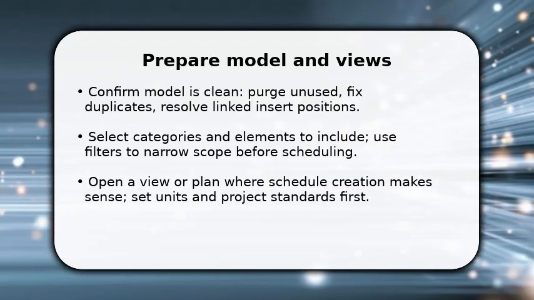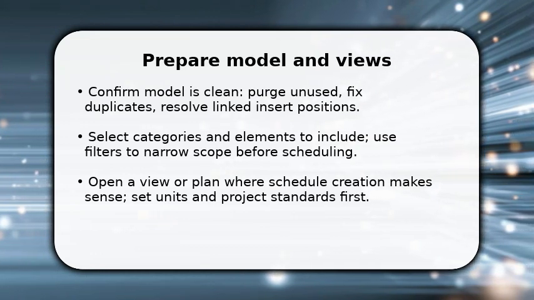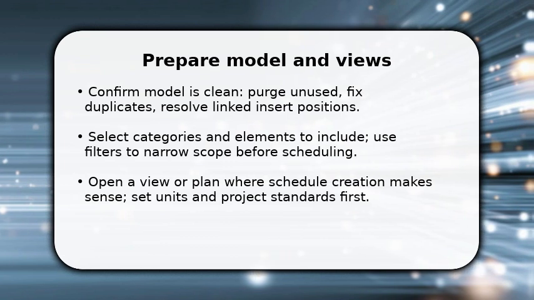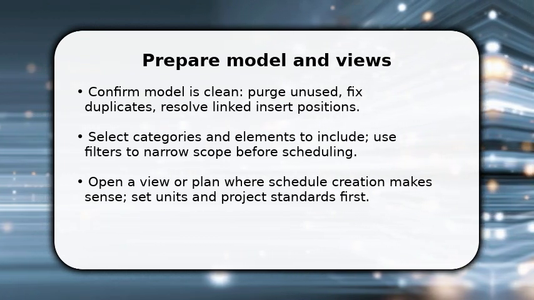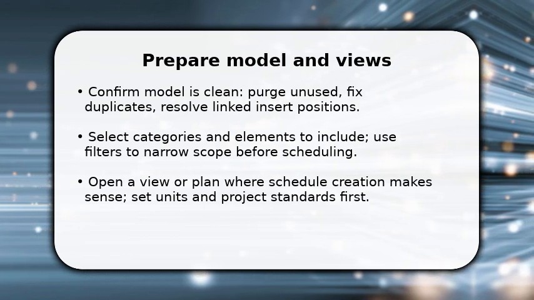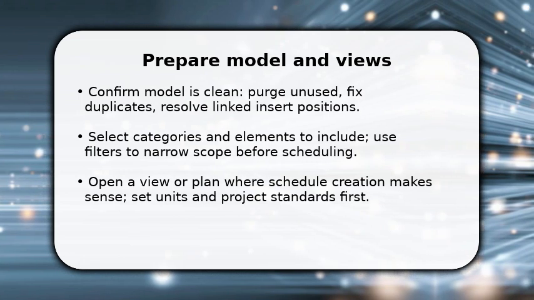You start with your model prepared and standardized. Open the Revit file, purge unused families, and fix obvious geometry errors. This prevents empty rows later. Next, decide which category and phase you need to schedule and set project units and rounding so values match expectations.